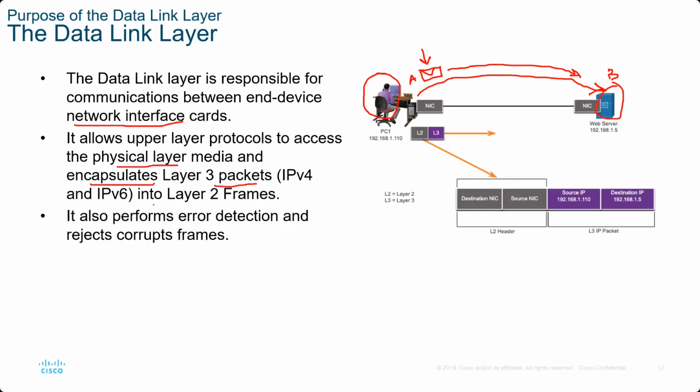and encapsulate a layer 3 packet into a layer 2 frame. So here is the physical layer, layer 1. Here is the data link layer, layer 2. And here's layer 3 above it, and so forth, layer 4, 5, 6, 7. I'm not drawing it here.